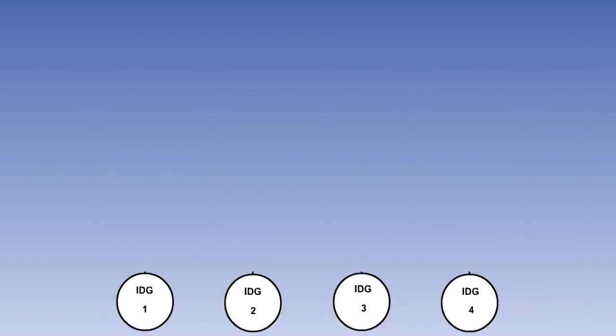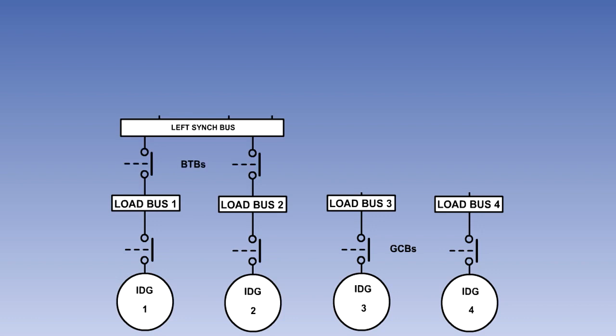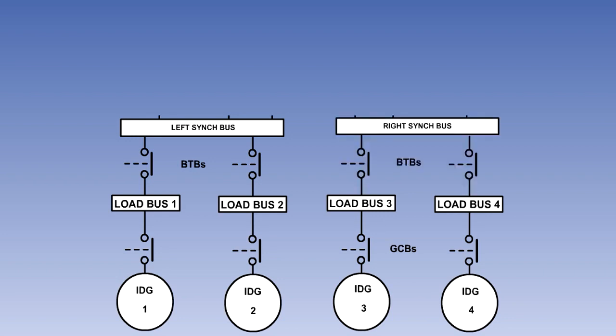Each of the four 115/200 volt, 400 Hz, 3-phase engine-driven integrated drive AC generators, or IDGs, is connected to its respective load bus bar by a generator control breaker, or GCB. Bus bars 1 and 2 can be connected to the left synchronizing bus bar through bus tie breakers. Bus bars 3 and 4 can be connected to the right synchronizing bus bar in the same way.